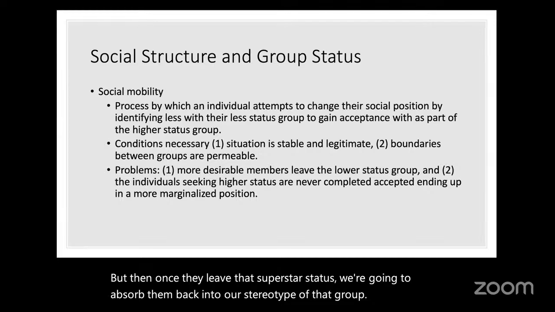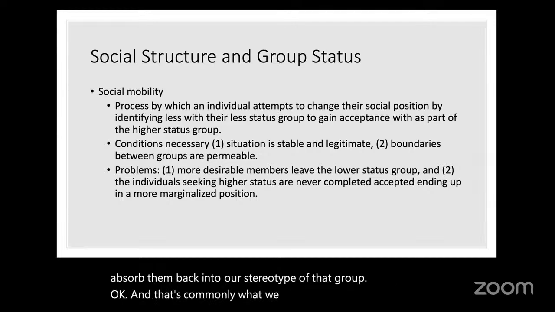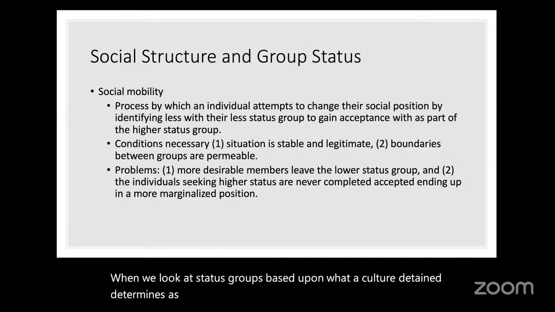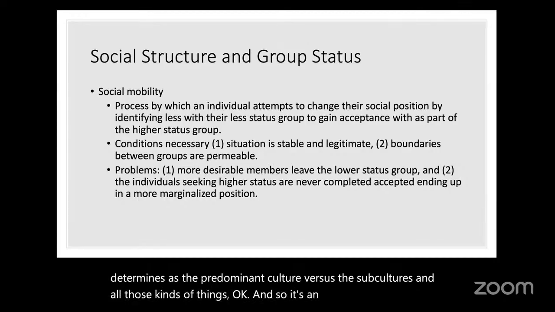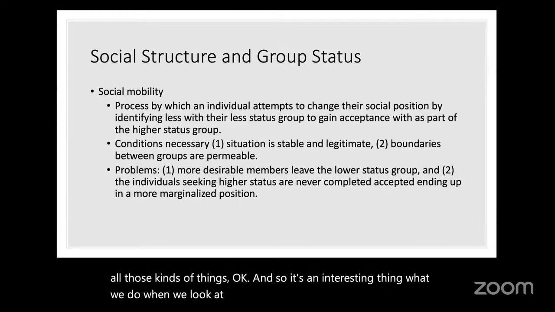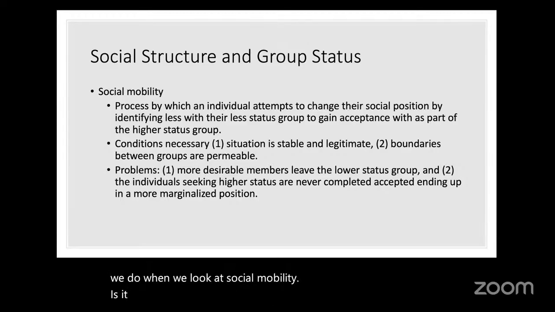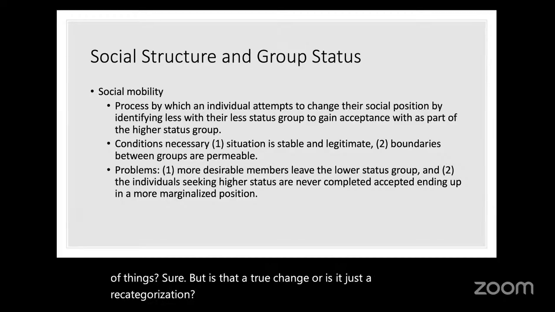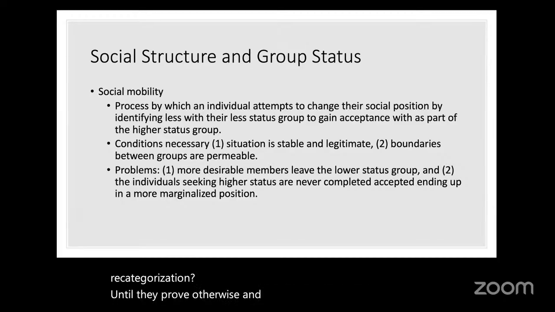Okay. And that's commonly what we see when we look at status groups based upon what a culture determines as the predominant culture versus the subcultures and all those kinds of things. Okay. And so it's an interesting thing what we do when we look at social mobility. Is it possible for people to move financially, and those kinds of things? Sure. But is that a true change, or is it just a recategorization until they prove otherwise? And that's kind of where the ground gets sticky.